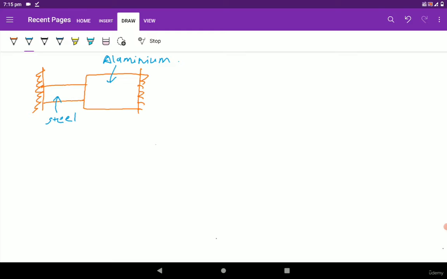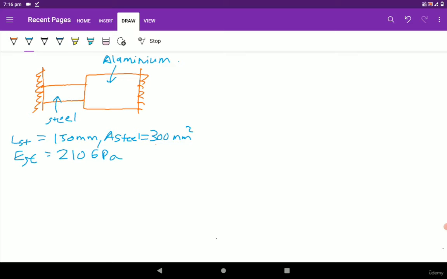The length of the steel section is 150 millimeter. The area of the steel section is 300 millimeter square, and the Young's modulus for steel is 210 GPa.